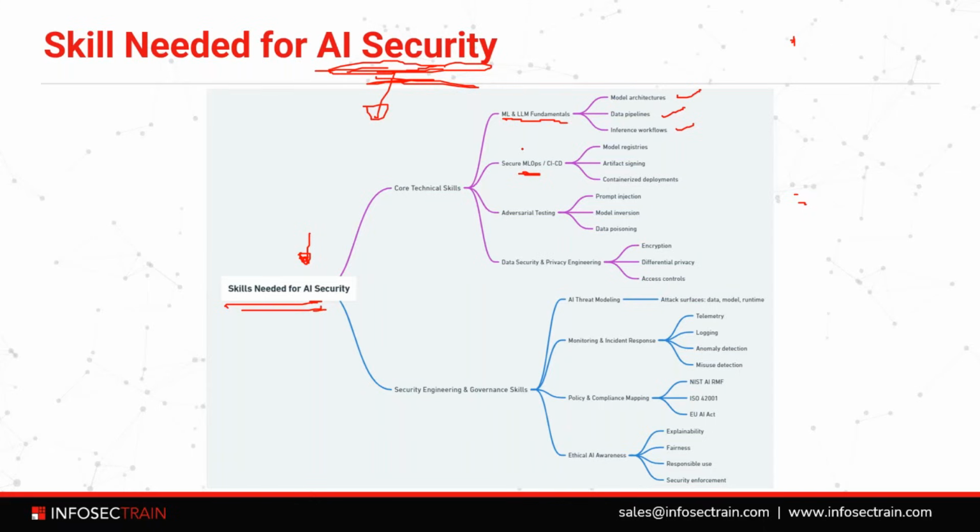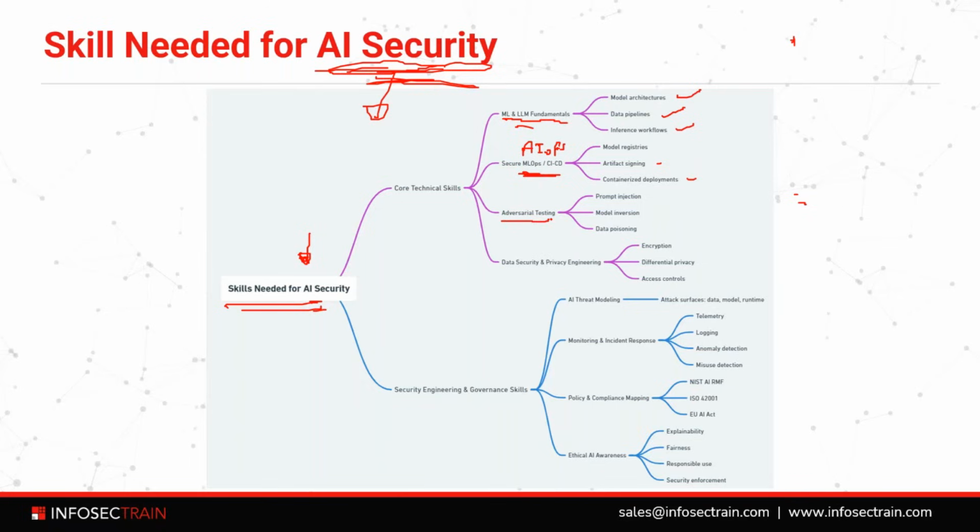Overall, you see this term called AI operations also, AI Ops. So the code that I showed you, where I was collecting the data, pre-processing the data, doing feature engineering, training the model, testing the model, evaluating it, and then deploying it, all this part. So your entire CI/CD pipeline for that, with your model registries, artifact signing, containerized deployment using Docker, or FastAPI deployment. This is the skill you need.